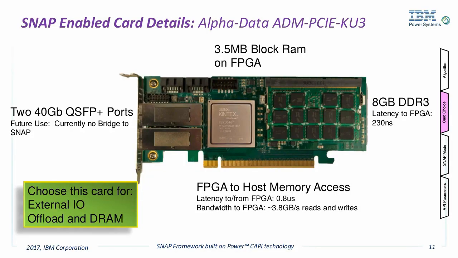At the center of the pictured AlphaData KU3 card, there is also a Xilinx KU60 FPGA. This card, however, has 2 memory DIMMs with a total of 8 GB of DRAM for local storage and 2 SFP Plus connectors, each capable of 40 Gigabit Ethernet. This card is commonly used for offload paradigm work, and with a future AXI to Ethernet bridge, it can also handle storage and network activities under the ingress, egress and funnel paradigms.